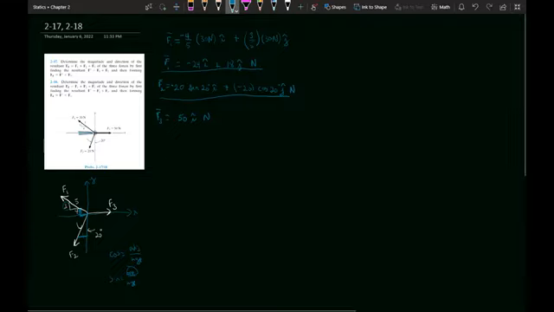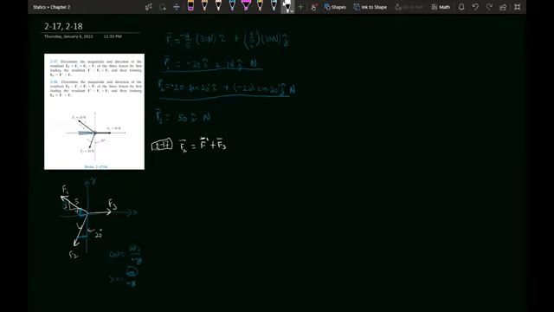Okay, now let's get down to the actual problems here. We have 2-17, and it says to please find FR such that you have F prime plus F3, where F prime is equal to F1 plus F2. Okay? So let's go ahead and find F prime first.